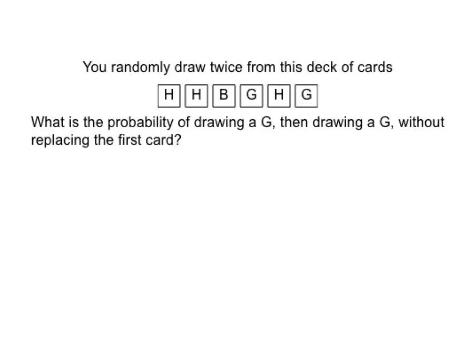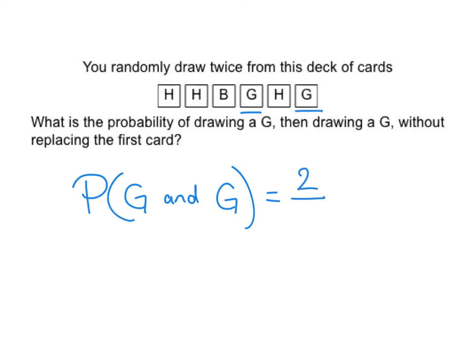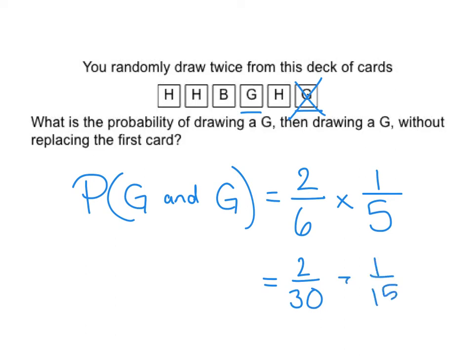Okay, last one, it says you randomly draw twice from this deck of cards. What is the probability of drawing a G, then drawing a G without replacing the first card? So probability of G and G. Okay, it's going to be equal to, let's see, I see 2 G's out of a total of 6, 2 out of 6, times, now you assume you're successful, so one of them is gone, 1 out of, and there's only 5 cards remaining, so that multiply across is 2 out of 30, which reduces to 1 out of 15 for your probability.